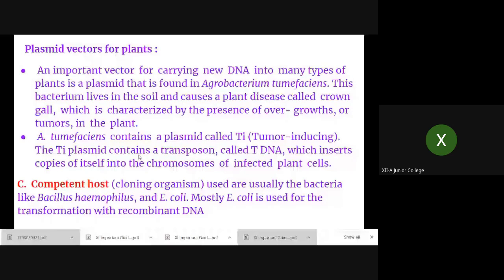If this bacterium infects a plant, showing the presence of this plasmid, that is the Ti plasmid, automatically what will happen? It will insert copies of itself into the chromosomes of the infected plant cell. That plant cell itself will start showing growth. The copies of this plasmid, that means of this bacterium, are inserted, so the overgrowth of that particular plant will be observed. Now I will show you in the next slide an example of Agrobacterium tumefaciens, so that you will come to know what that tumor or gall-producing structure is, and why this is called crown gall disease.